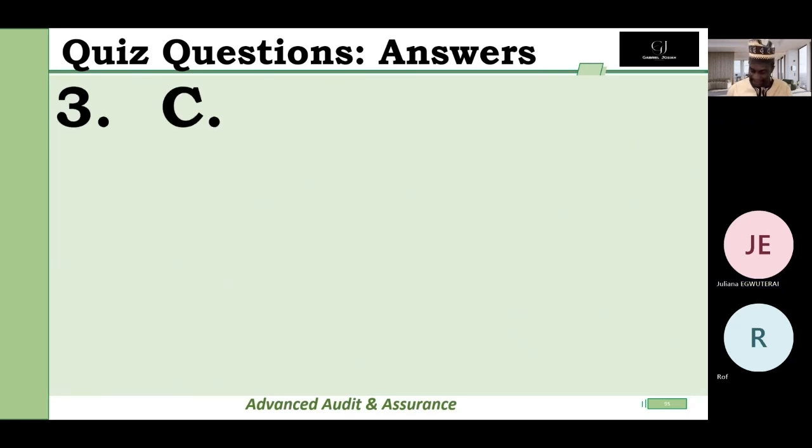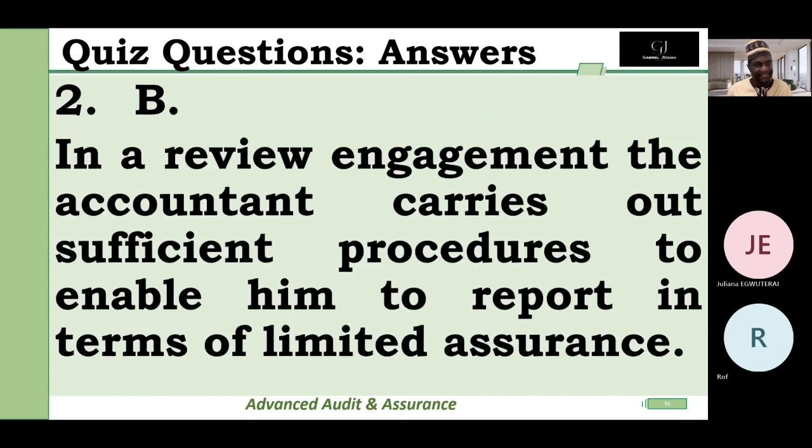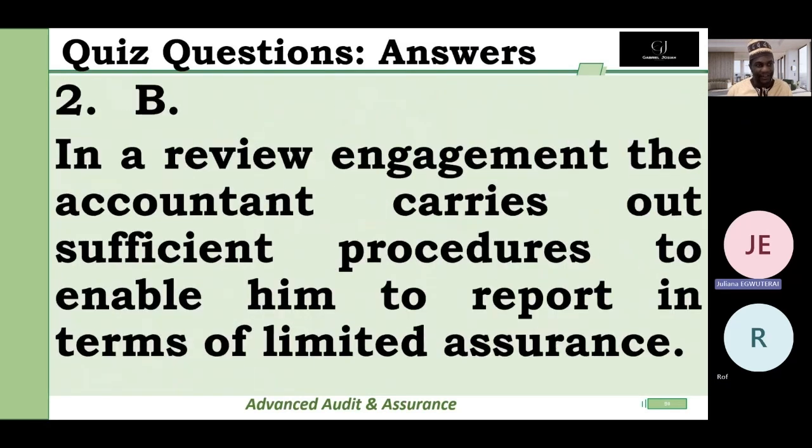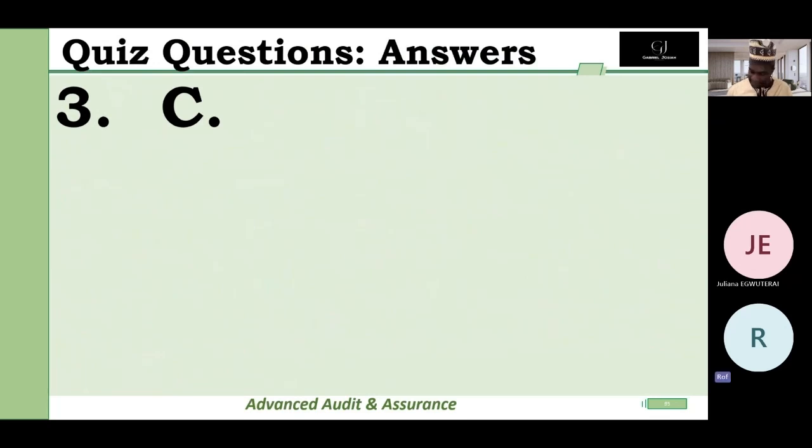Number 3, C. Now, wow. These people are serious. Performing the tax calculation for a client is a compilation engagement. This one is easy. But 4 and 5, I'm hopeful.